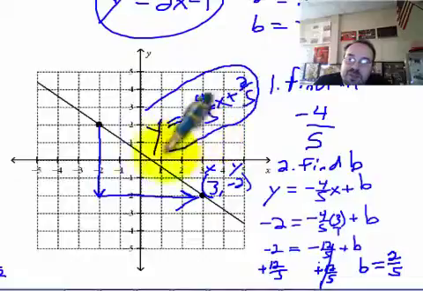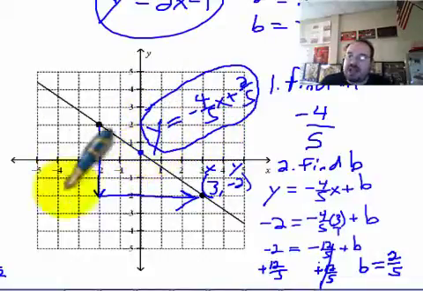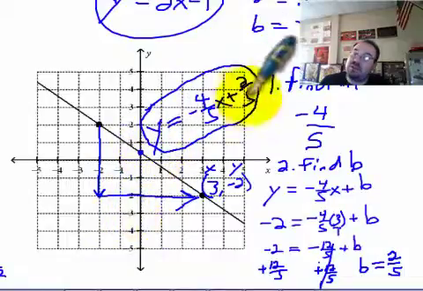So we never want to assume that we can read what this point is. Some people would have said it was 1/2. It's not 1/2. It's a little bit less than that. It's 2/5.